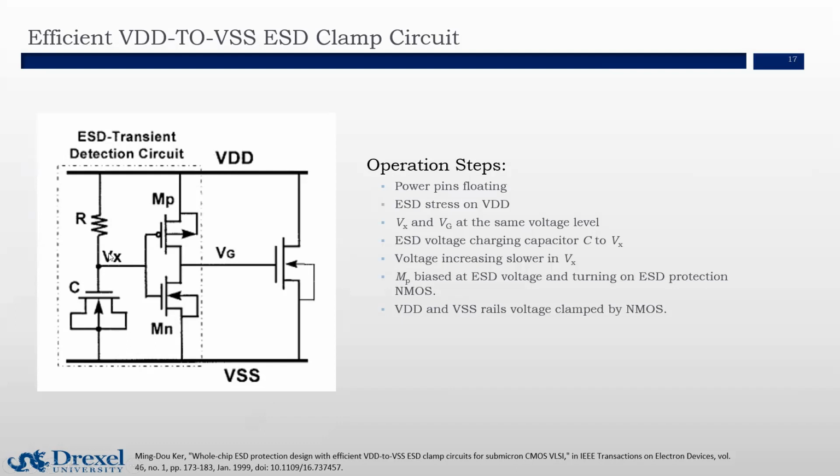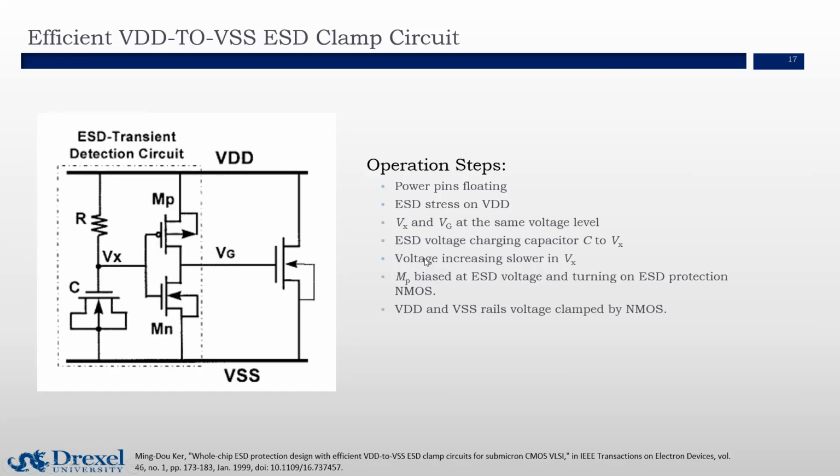So initially, Vx and Vg share the same voltage level due to the fact that both power rails are floating, and the voltage of these two are ground. And after we apply an ESD stress, it will charge the capacitance C to a voltage level. Let's assume it to be Vx.